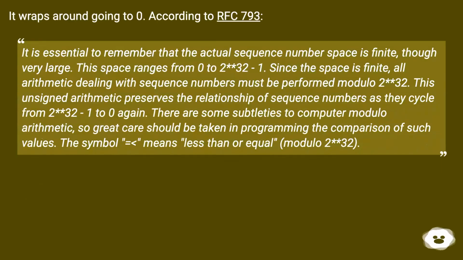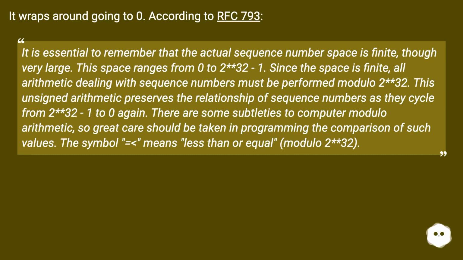It wraps around going to 0. According to RFC 793, it is essential to remember that the actual sequence number space is finite, though very large. This space ranges from 0 to 2^32 - 1. Since the space is finite, all arithmetic dealing with sequence numbers must be performed modulo 2^32. This unsigned arithmetic preserves the relationship of sequence numbers as they cycle from 2^32 - 1 to 0 again.